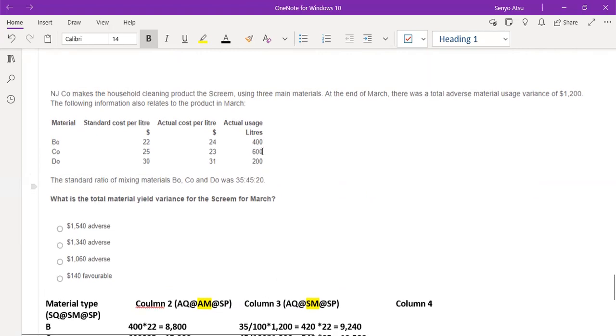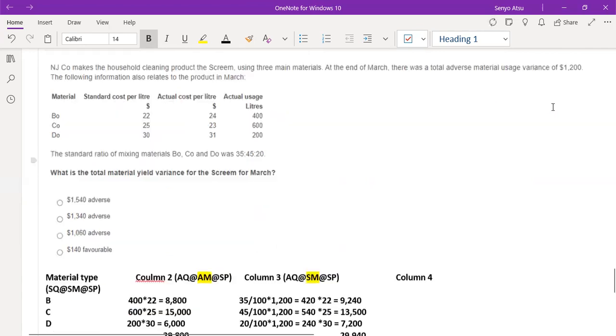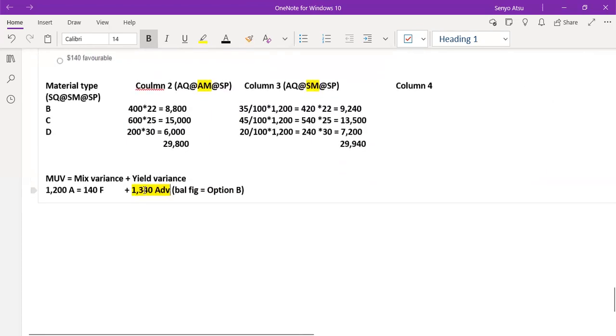So I've got to ask myself, why is the examiner giving me the usage variance? He's giving it to me because he wants me to remember that usage variance is the mix and yield variance together. So if he gives me the usage variance, let me try to work out the mix variance. So I can now work backwards and get a yield variance. This is the way I want to get a yield variance rather than going by the traditional method of comparing column 3 to column 4.